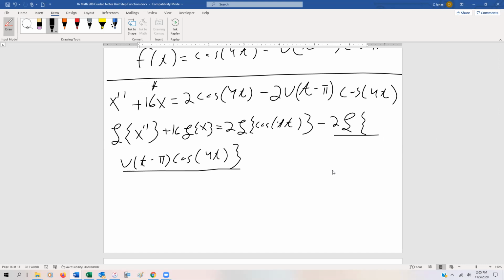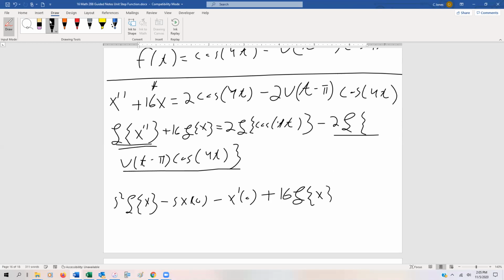So the first one is just going to be s squared L of x. So we get our s squared L of x, and then we're going to have minus s times x at 0, and then minus x prime at 0. So that's just this animal right here. Plus 16 L of x. So that's not so bad.